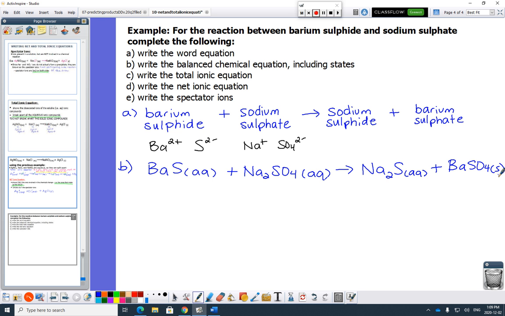Okay, only one solid. If you're asked to do the rest of them, the chances are you're not going to be given a no reaction. Okay? That seems unnecessarily cruel. Do we need to balance this? I think it's balanced. But we should check. Barium 1, barium 1, yes. Sulfide 1, sulfide 1, yes. Sodium 2, yes. Sulfate 1, sulfate 1, yes. So always check.